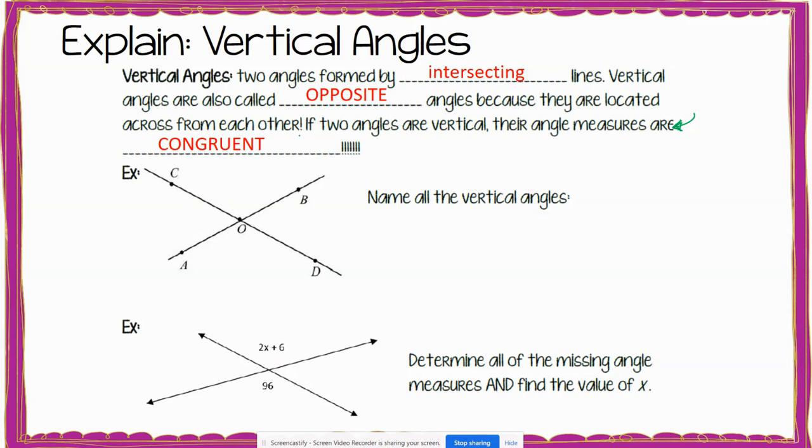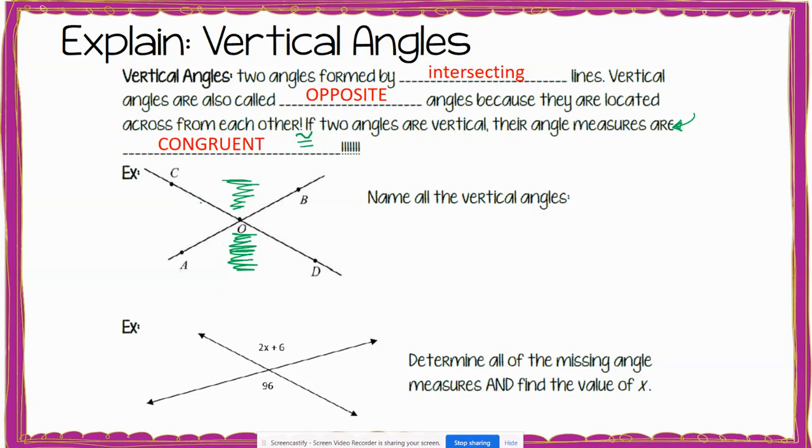So any geometrical figure is considered congruent. The symbol for congruent has this little symbol over an equal sign. So when you see this, this means congruent. Now for this, we're going to name all of our vertical angles. Well, I know that this angle right here is opposite of this angle. That means that they are vertical. But how do I name them?